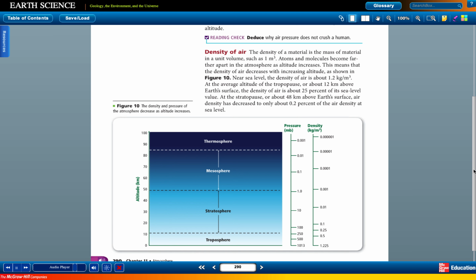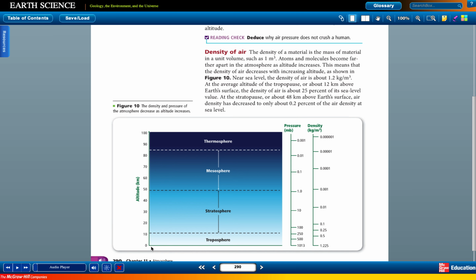At the average altitude of the tropopause, or about 12 kilometers above Earth's surface, the density of air is about 25% of its sea level value. At the stratopause, or about 48 kilometers above Earth's surface, air density has decreased to only about 0.2% of the air density at sea level. Figure 10. The density and pressure of the atmosphere decrease as the altitude increases.